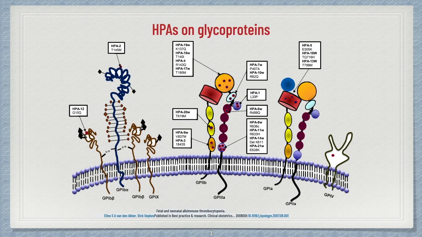This figure presents various types of HPA presenting on platelet membrane glycoproteins. 5 of the 6 types of HPA proven are expressed on GP2B3A, GP1A2A, and GP1B9, which are involved in hemostasis. HPA1 and 4 are on GP3A, HPA2 on GP1B, HPA3 on GP2B, and HPA5 on GP1A. This demonstrates the relationship between glycoproteins and human platelet antigens.